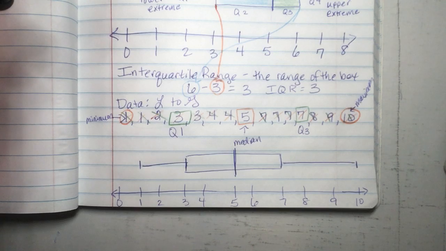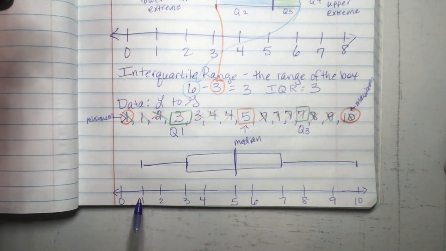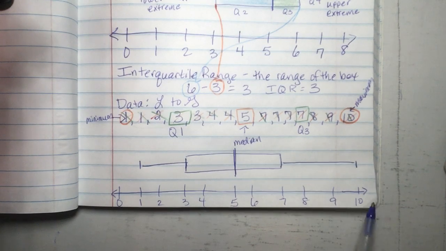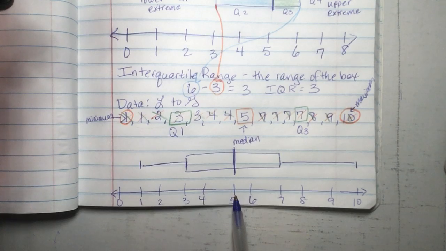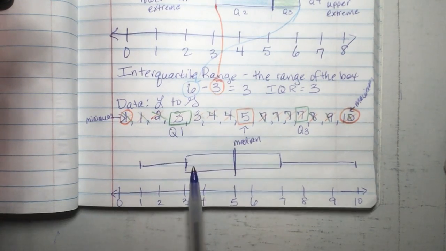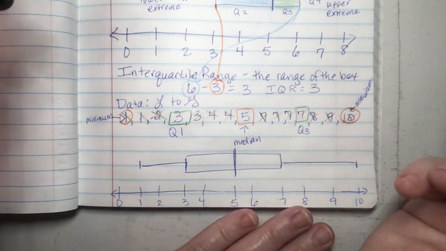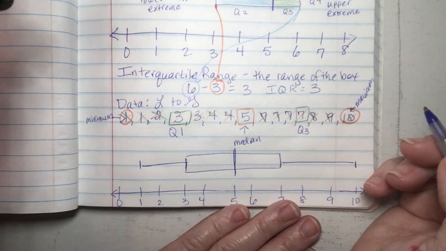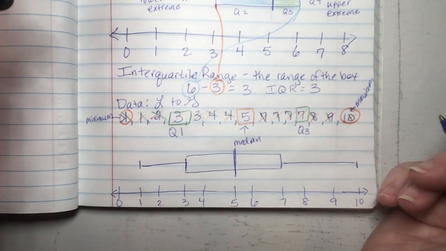So our minimum is 1. Our maximum is 10. Our median is 5. Our interquartile range is from 3 to 7, so our interquartile range will be 4. All right, that's how you make a box plot.